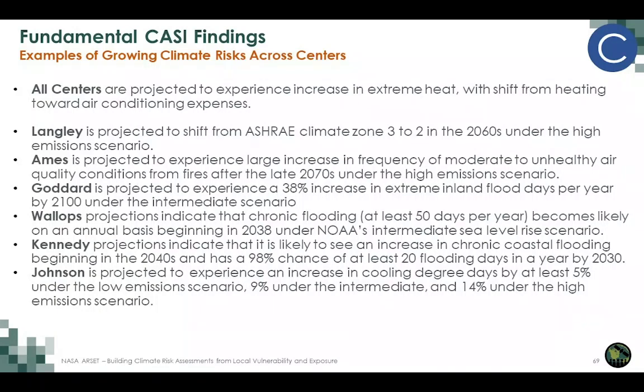The Goddard Space Flight Center is projected to experience a 38% increase in extreme inland flood days per year by 2100 under the intermediate scenario. Wallops projections indicate that chronic flooding, here representing at least 50 days per year, becomes likely on an annual basis beginning in 2038 under NOAA's intermediate sea level rise scenario. Kennedy projections indicate that it is likely to see an increase in chronic coastal flooding beginning in the 2040s and has a 98% chance of at least 20 flooding days in a year by 2030. Johnson is projected to experience an increase in cooling degree days by at least 5% under the low emission scenario, by 9% under the intermediate emission scenario, and by 14% under the high emission scenario.